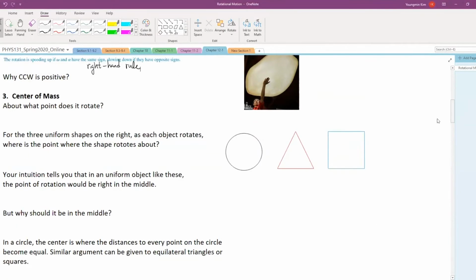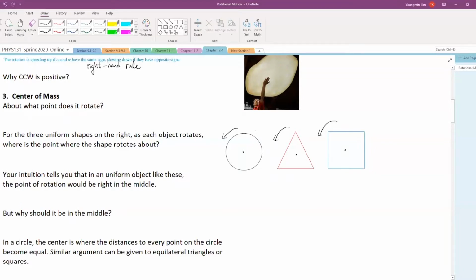Now, if I ask you, as these objects begin to rotate counterclockwise, in a positive direction that is, where would be this point of rotation that the entire object is rotating about? Your intuition probably tells you here, right at the center for each of these objects. And you're absolutely correct. In a uniform object like these, the point of rotation would be right in the middle.